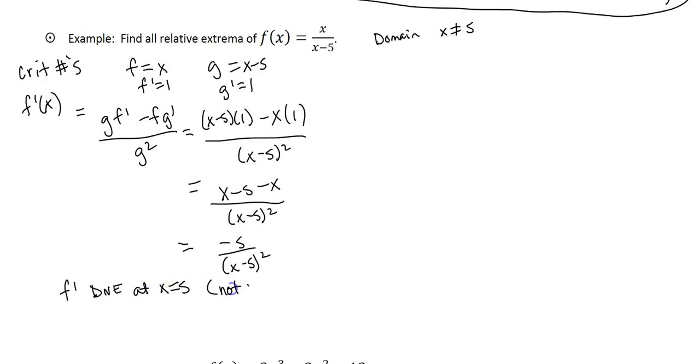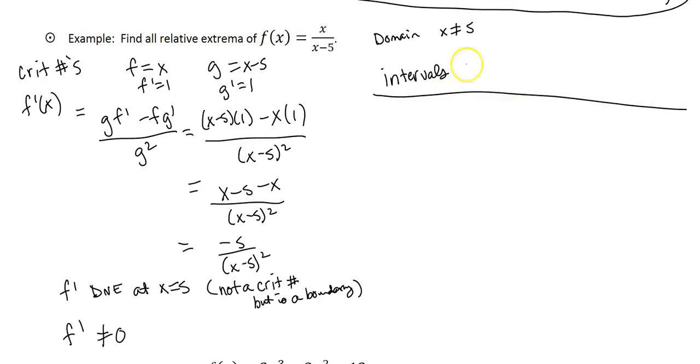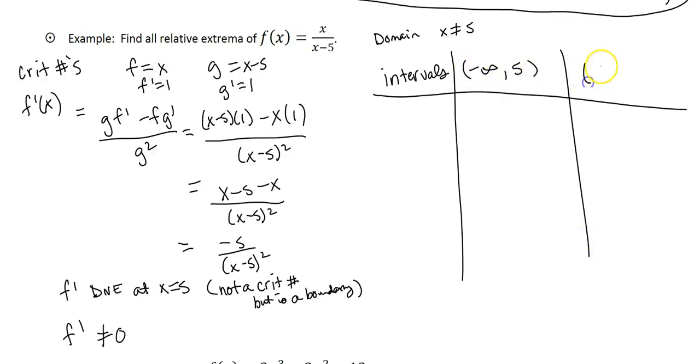This is not a critical number because f doesn't exist, but it is a boundary. So we need to keep that in mind. And because the numerator is negative 5, f prime is never going to be equal to 0. So just keep that in mind. So what that means is we don't actually have any critical numbers. We do want to check what's going on here. If you don't have any critical numbers, you're probably not going to have any extrema, but let's just see what happens if you follow through with the test.